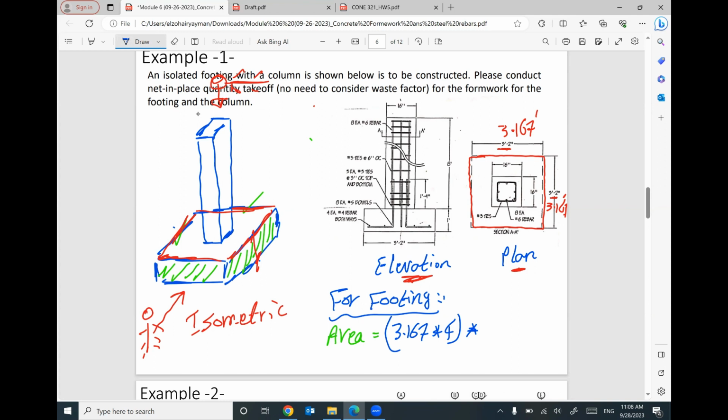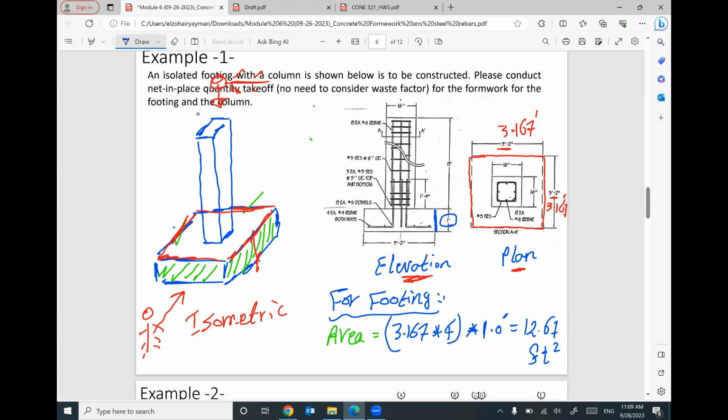I think the total thickness of the footing can be figured out from the elevation. We are given here 1 foot thickness. This is the total thickness of your footing. So times 1 foot. If you multiply these together, I can get 12.67 square feet. This is the total surface area of the 4 sides for formwork for the footing.